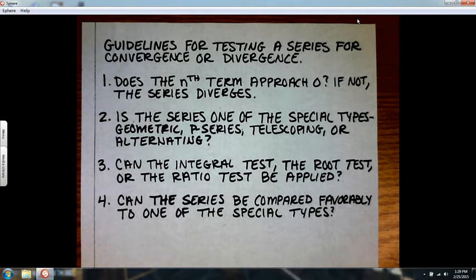So that's the end of the different tests for convergence and divergence. You'll be tested on all of these different tests, and then we'll jump into Taylor and Maclaurin series next.